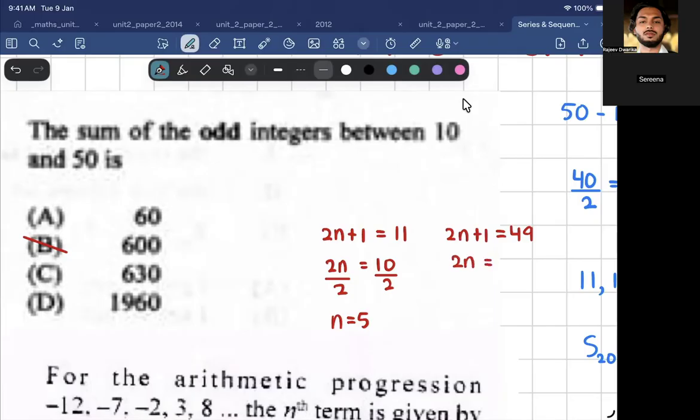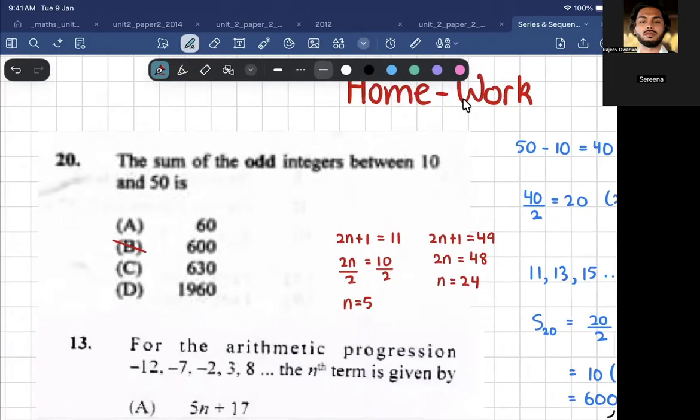And you'll get 2n is equal to 48. And then I'll divide both sides by 2. So what's 48 divided by 2? 24.